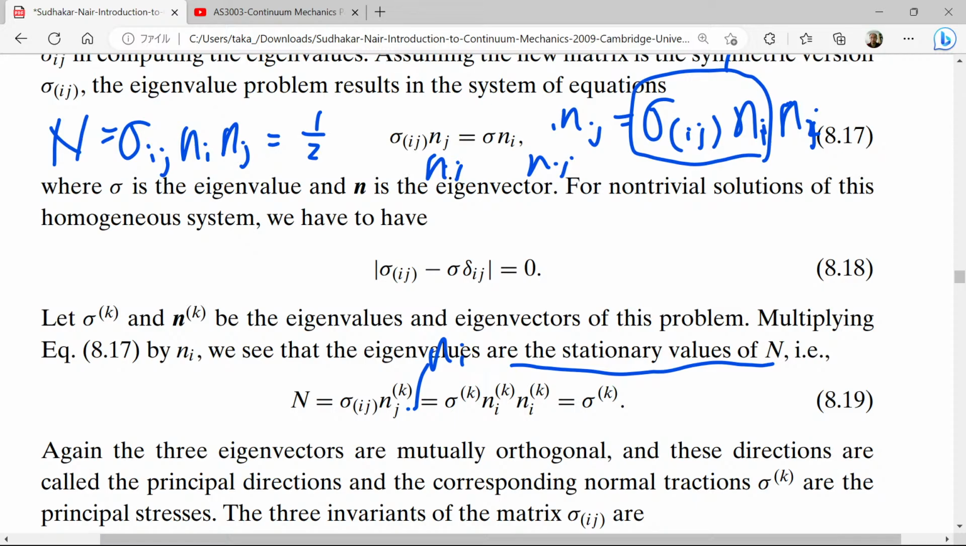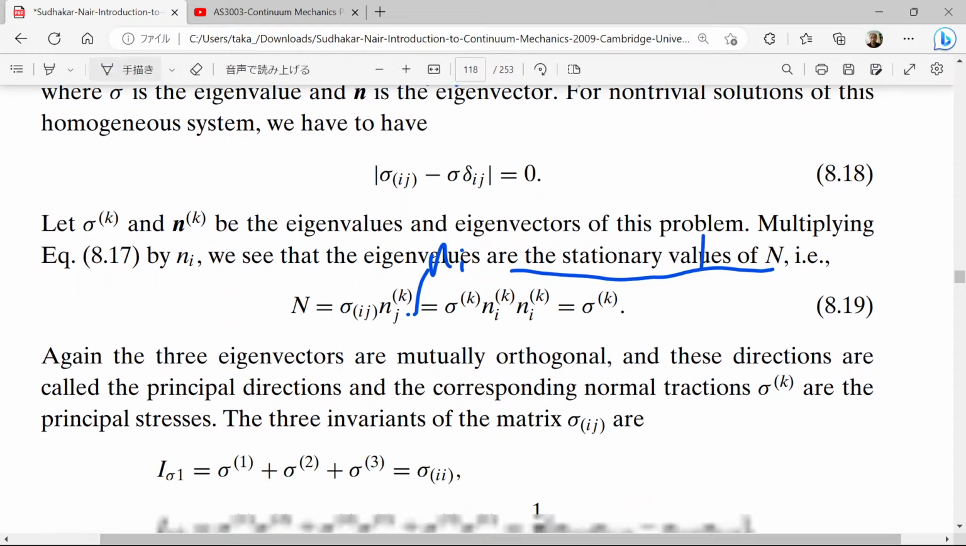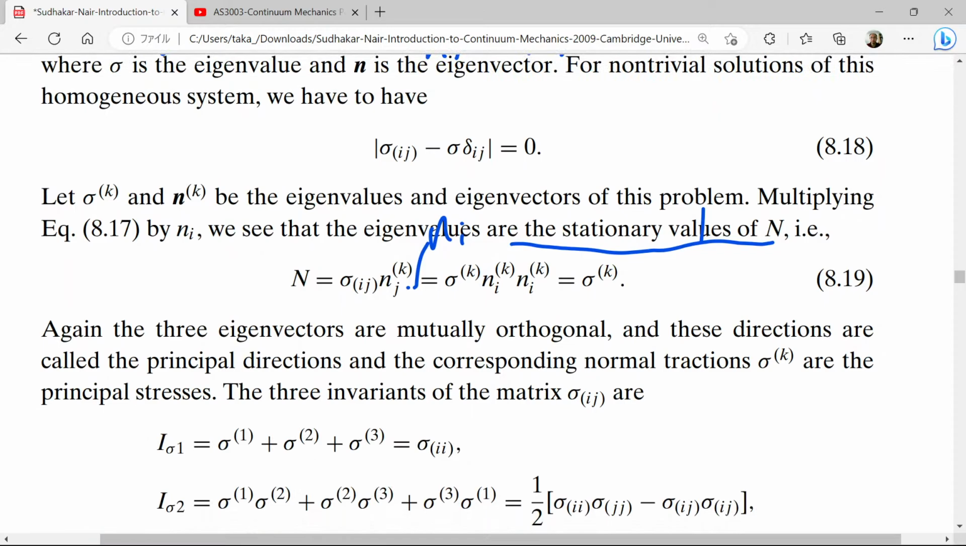Again, the three eigenvectors are mutually orthogonal, and these directions are called principal directions, and corresponding normal tractions sigma k are principal stresses. The three invariants of the matrix sigma ji are something like this. I'm not so sure about this.